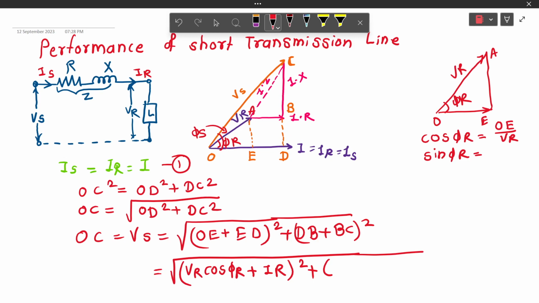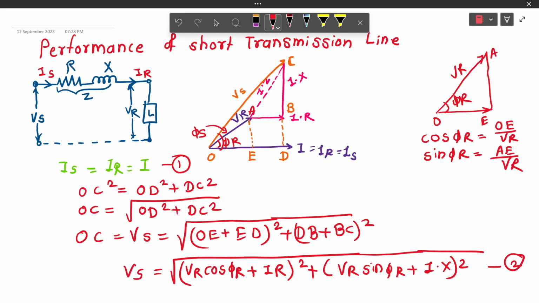DB can be written from this triangle again. Sin phi r is equal to AE upon VR. Hence AE, which is equal to DB, can be written as VR sin phi r, plus BC can be written as I into X, bracket square. So using this formula, we can calculate sending end voltage Vs.